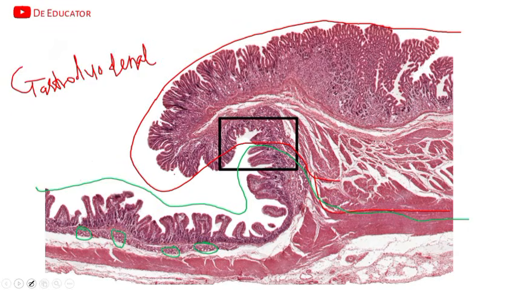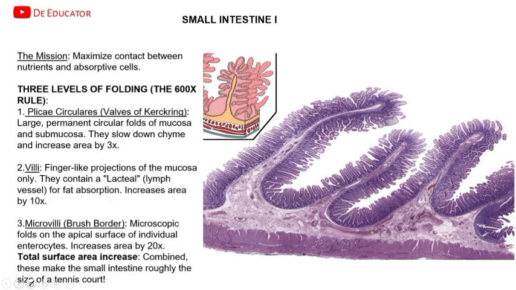Moving on, we have the small intestine. Basically the small intestine's mission is to maximize contact between the nutrients and the absorptive cells. There are three levels of folding in the small intestine. You have the plica circularis, which is known as the valves of Kerckring. They are large, permanent circular folds of the mucosa and submucosa. They slow down chyme and increase area by 3x.